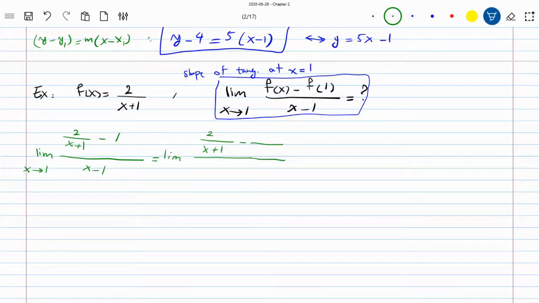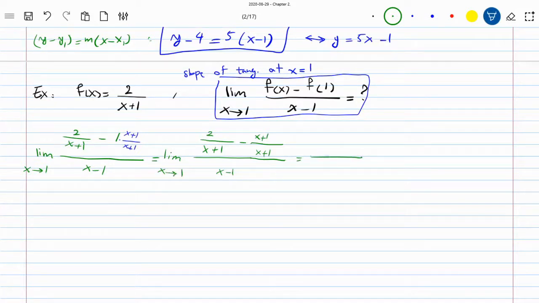I'm going to write 1. Since I want to make a common denominator, I'm going to multiply this by x plus 1 over x plus 1. This way I have the same denominator. So what do I get is minus x plus 1 divided by x plus 1, and the denominator is x minus 1 as x approaches 1.